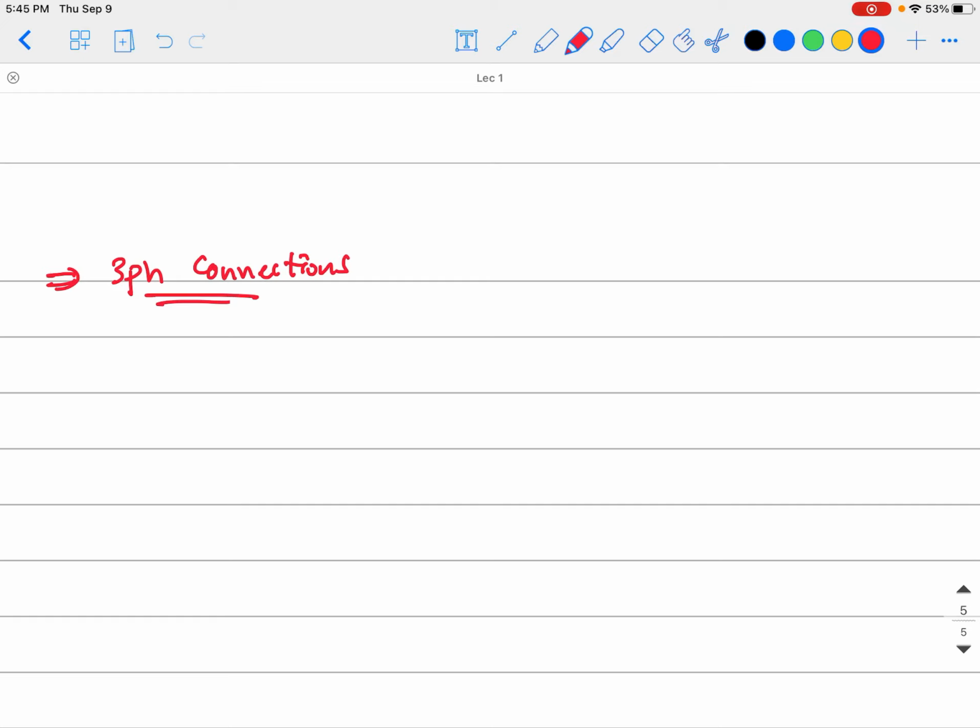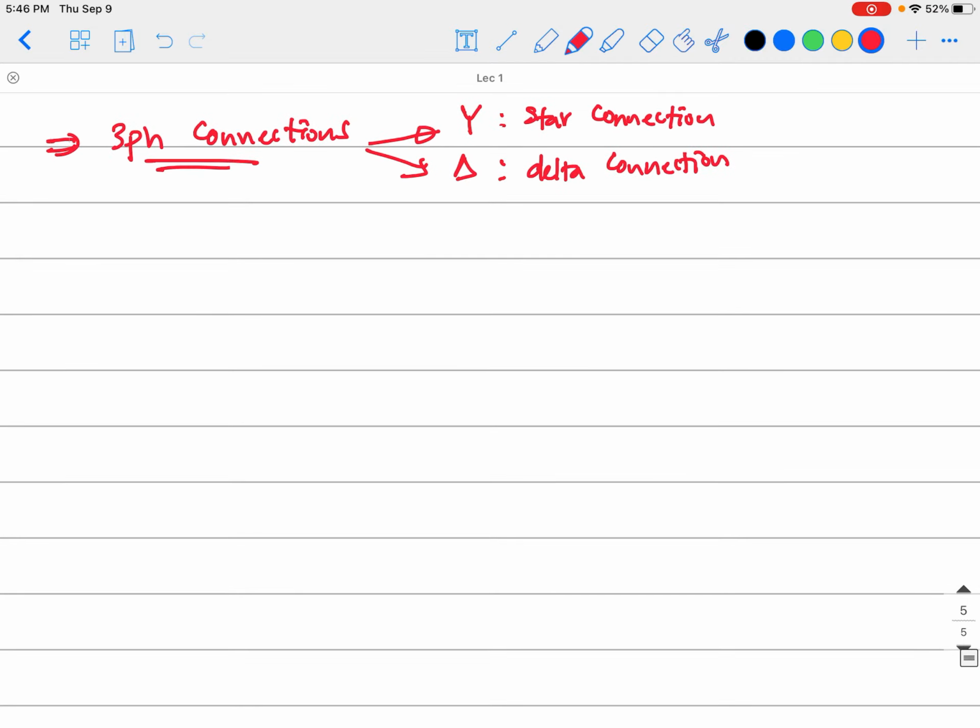Okay, so they're very, very popular. You have two connections, the Y connection, sometimes we call it star connection, so it's Y connection or star connection, whatever you want, and the delta connection. Okay, so what about these connections, how are they, and how can we deal with them? Okay, so I'm gonna start here with the Y connection.